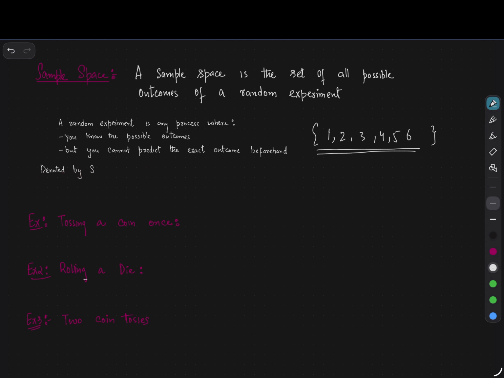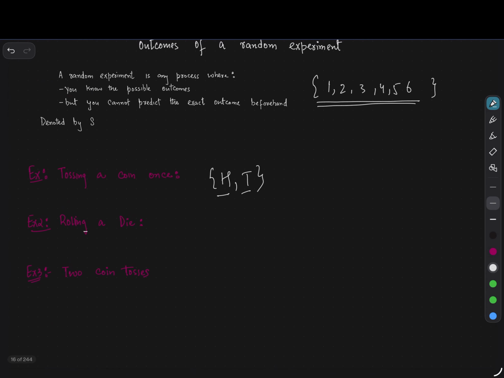So in case of rolling a die, this is our sample space. And if we toss a coin, we'll either get a heads or a tail. That means this is the set of all possible outcomes of the experiment where we toss a coin. And if we toss two coins, we'll either get a head for the first coin and a tail for the second coin, or a tail for the first coin and a head for the second coin, or heads for both coins, or tails for both coins. So in this experiment where we toss two coins, this is our sample space.